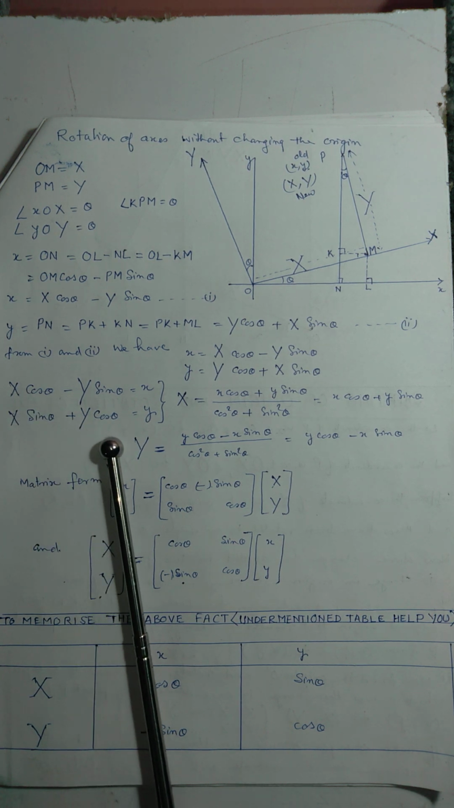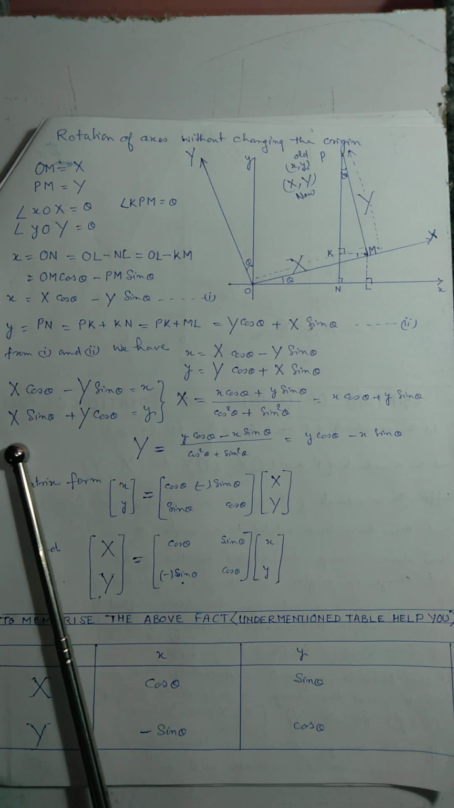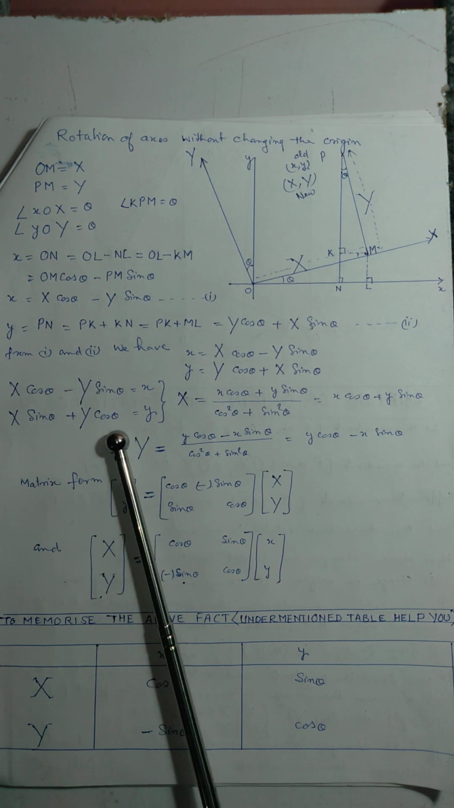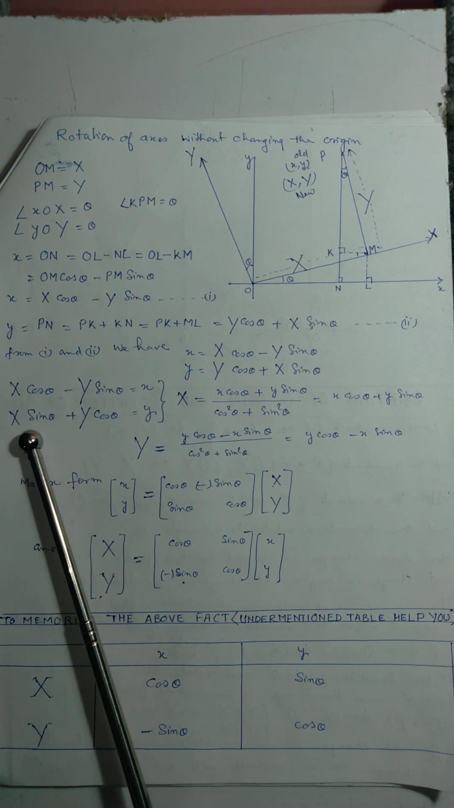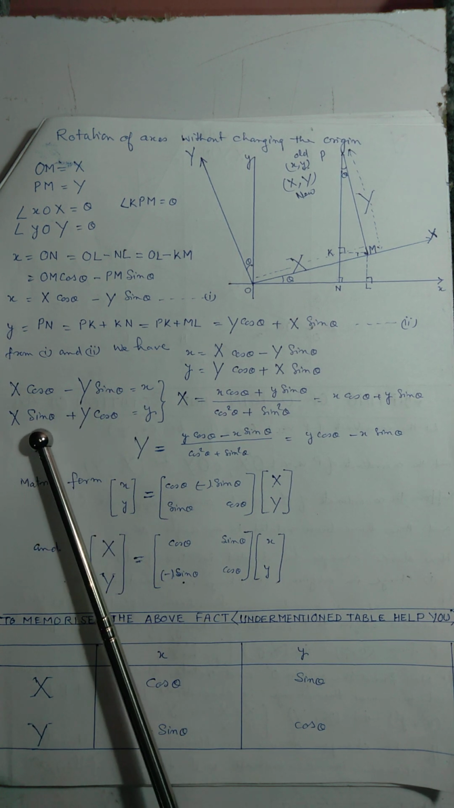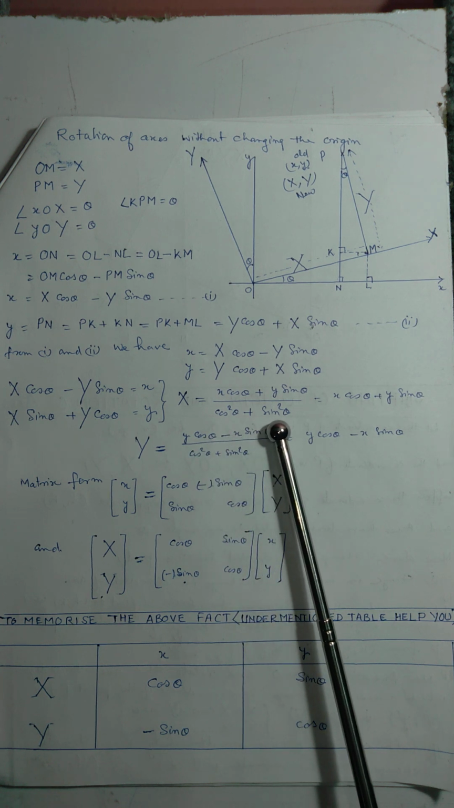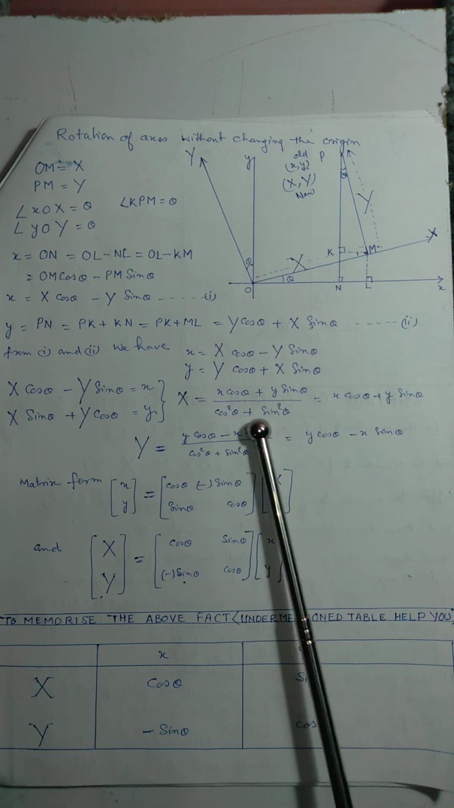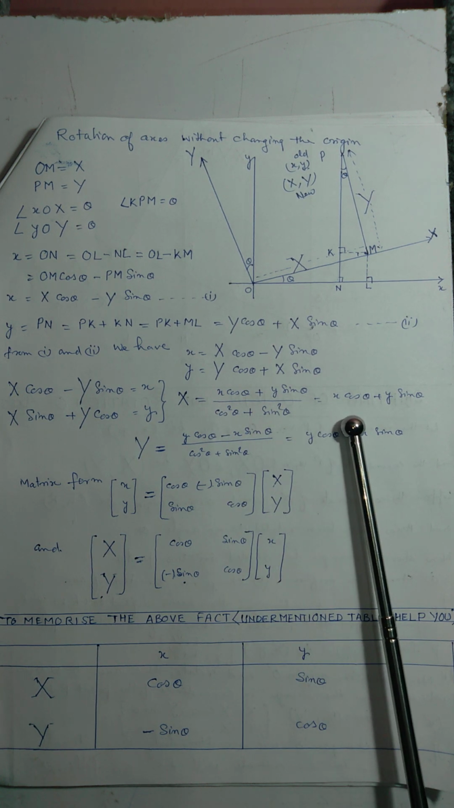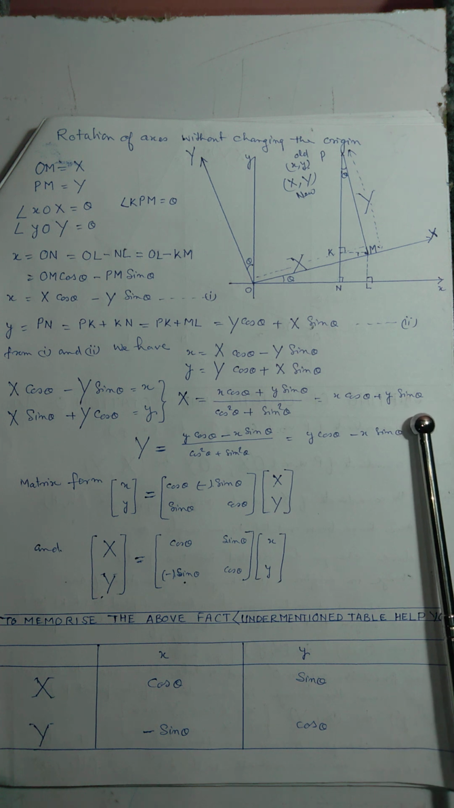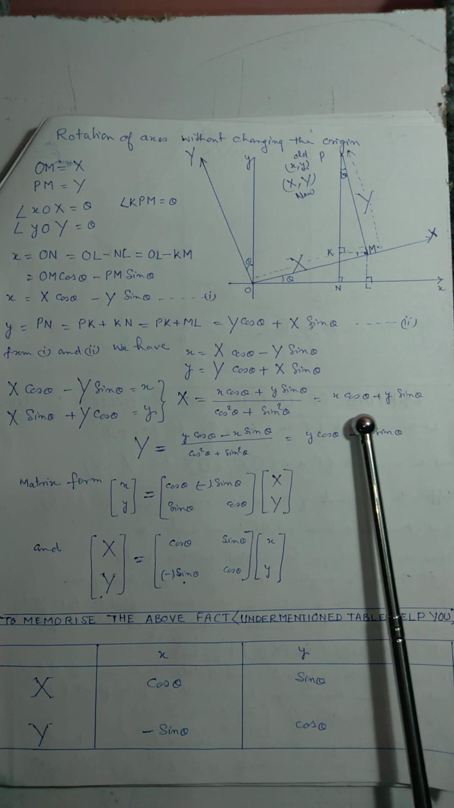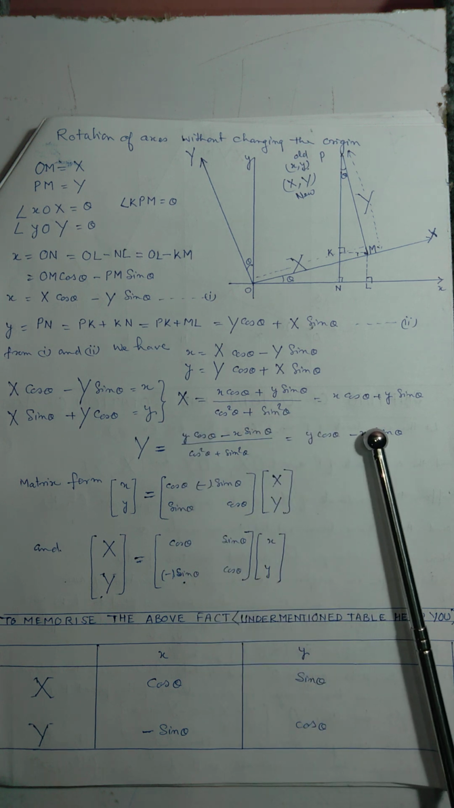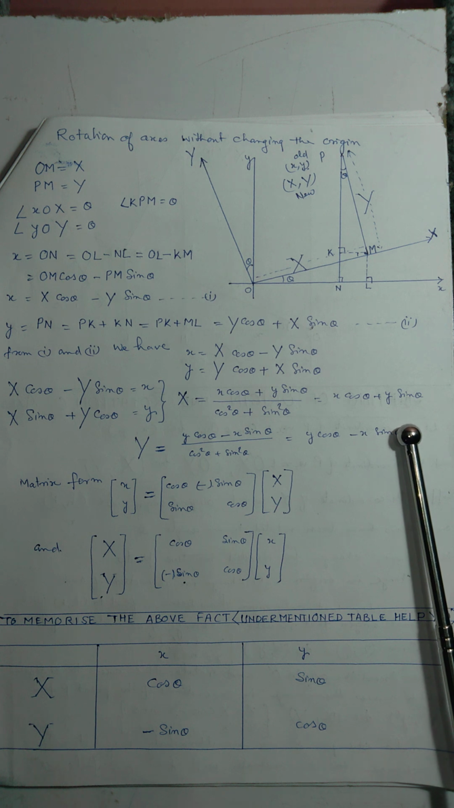So cos theta into cos theta will be cos square theta. And sin theta will be multiplied by minus LD minus LU. Once you put minus from your side, it will become plus. So cos square theta plus sin square theta will be in the denominator part. Ultimately this is equal to 1. So capital X is equal to x cos theta plus y sin theta, small letters.